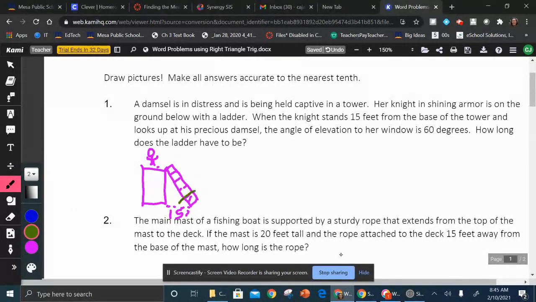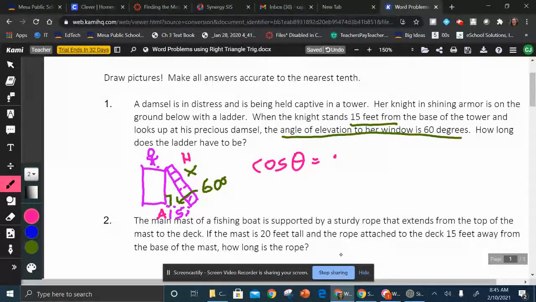Okay, so that means that the angle right there, everybody, because she's looking up, is the angle of elevation. How long does the ladder have to be? So we're looking for this. That's our x. So that means this is our hypotenuse. This is our adjacent side, so we're going to use cosine. Remember, cosine of theta is equal to adjacent over hypotenuse.